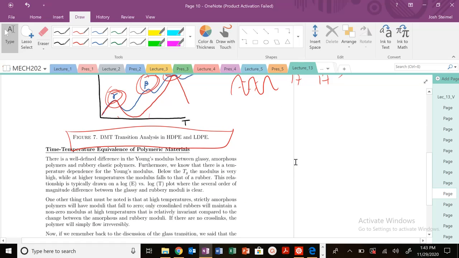So that's it. And next time we're going to get into time-temperature equivalence of polymeric materials, and we're going to look at how the modulus of your polymers can change as a function of temperature.